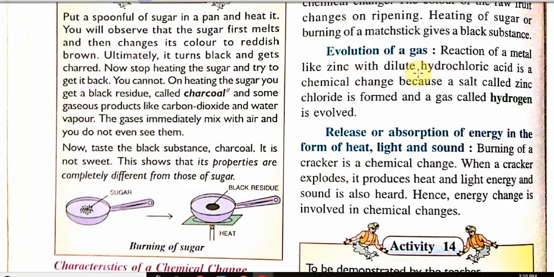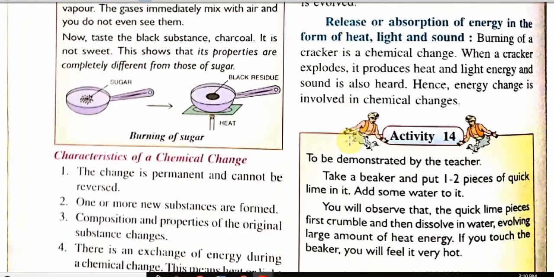Now this is also a chemical change. Third property is a release or absorption of energy. Now burning of a cracker is a chemical change. When a cracker explodes, it produces heat, light and sound. Now energy change is also involved in chemical change.